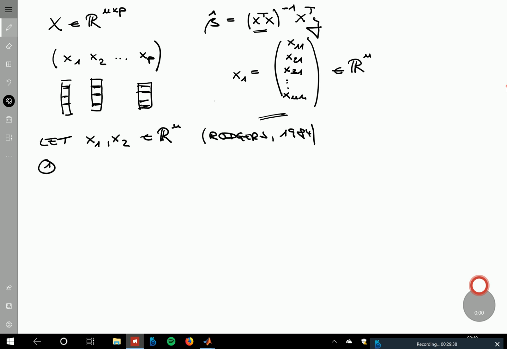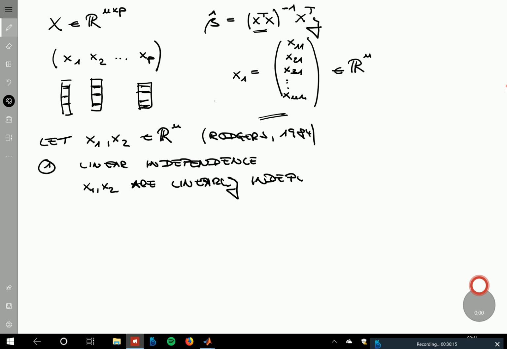Now, based on this paper, Rogers 84, and of course general knowledge, we can define linear independence. This is of course the same definition as in linear algebra. Two vectors x1 and x2 are linearly independent if there exists no a element of R such that a x1 equals x2, for x1 not being x2.